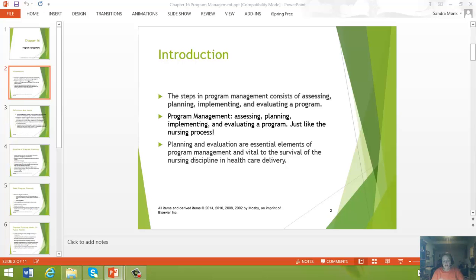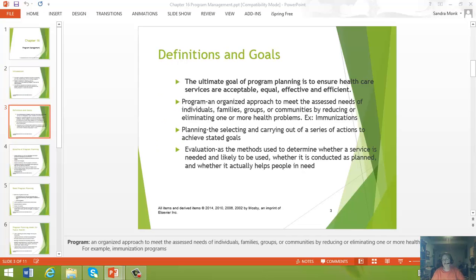discipline in healthcare delivery. Now, some definitions, as we always start off with definitions and also some of the goals of program planning. The ultimate goal of program planning is to ensure healthcare services are acceptable, equal, effective, and efficient. And I underlined that or made that bold because that is very, very important. And we always talk about how we have shared resources available for healthcare. And so it also is ethical that we would provide programs in this manner.